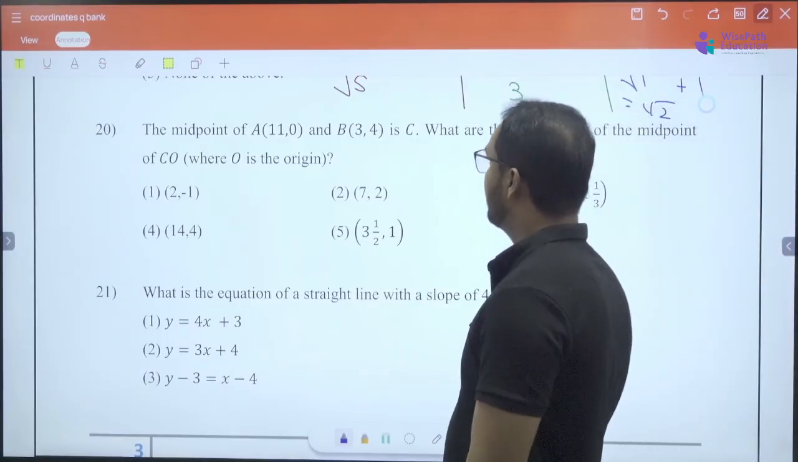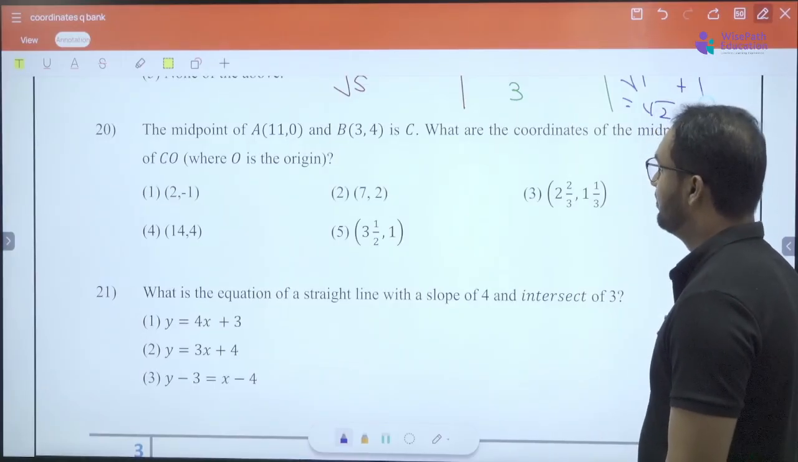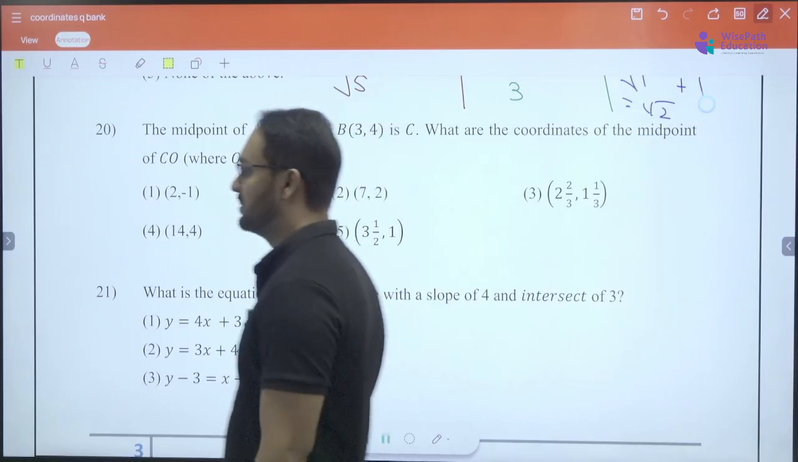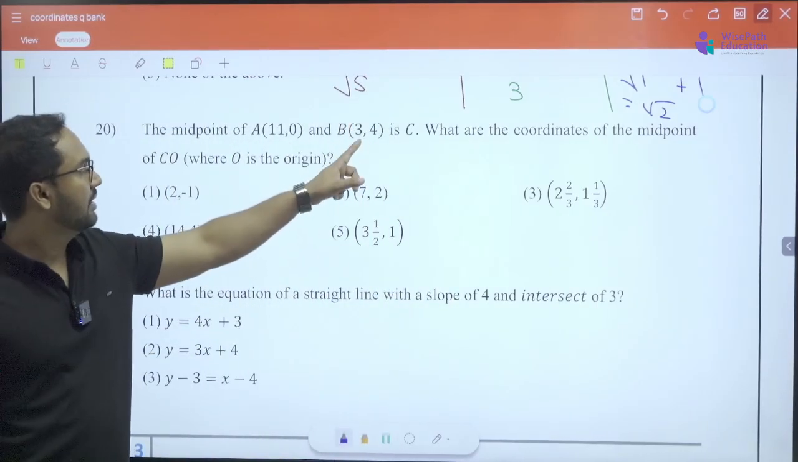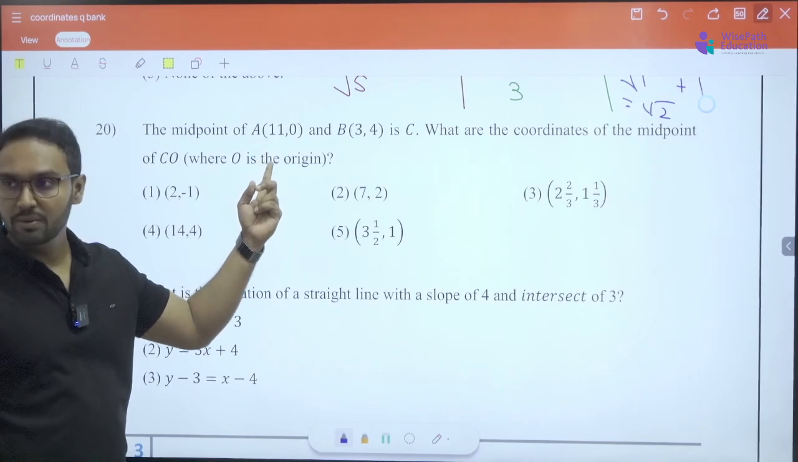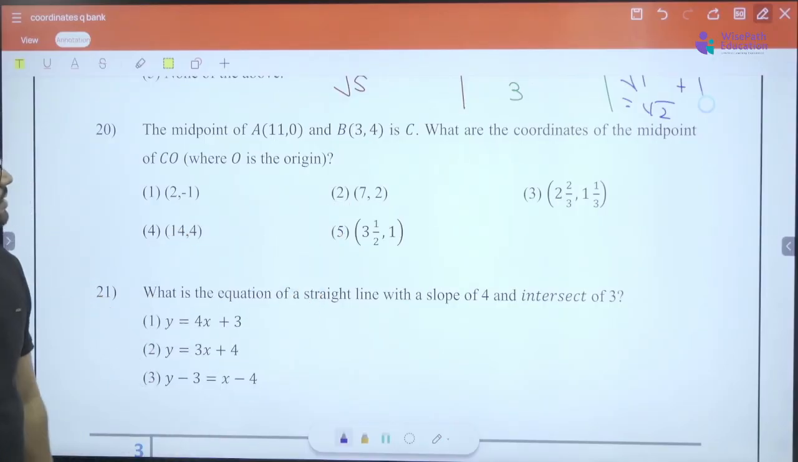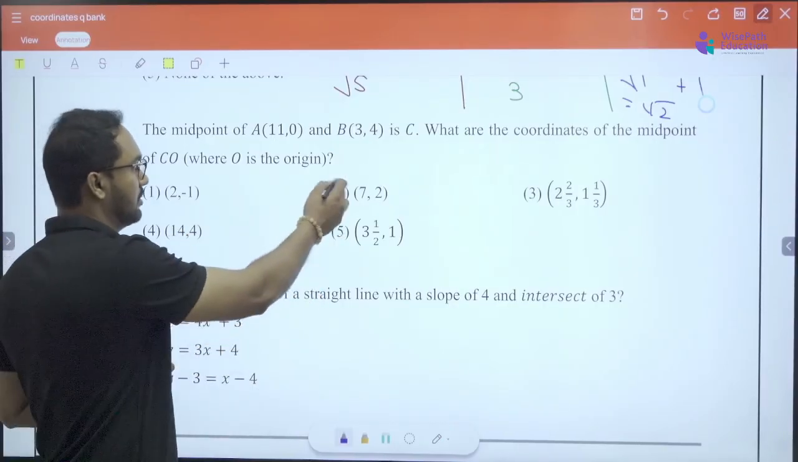The midpoint of A and B is C. What are the coordinates of the midpoint? That is easy. 11 plus 3 divided by 2, that is 14 divided by 2, 7. So x should be 7. There is only one answer, right? So 0 plus 4 is 4. Yeah, 7, 2. So the answer is 2.